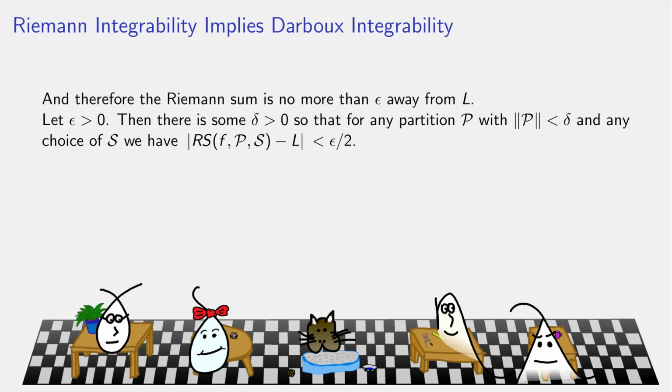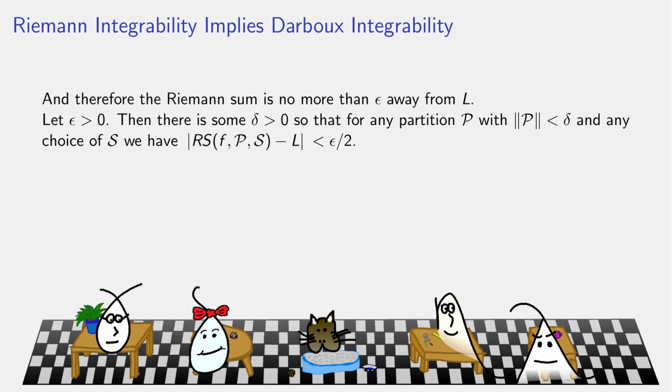Assume that the function is Riemann integrable. Let's show that implies Darboux integrable. So we want to show the function is Darboux integrable with value L. So we need to show that these functions, L of delta and U of delta, have the same limit, and they both have limit L. We know they have limits, we just need to show they have the same limit and it's L.